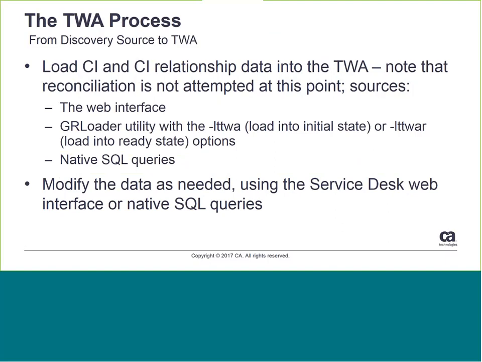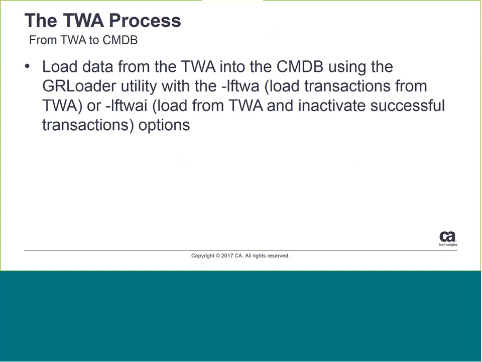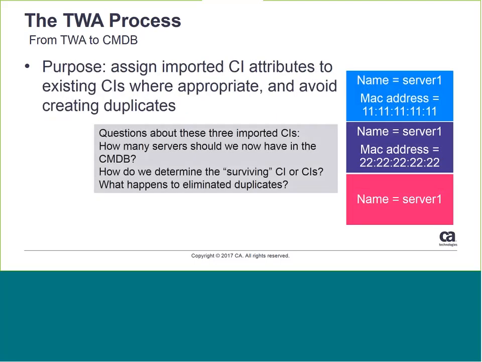The overall approach is you'll load into the TWA from these other sources, and then you'll load from the TWA to the CMDB. So it ends up being kind of a two-step process. A CI or CI relationship that's in the TWA could potentially be in there very briefly or for a decent amount of time, depending on your processes and depending on who you need to bless that data before it can come in. One of the main reasons to use the TWA is to prevent creation of duplicate records.